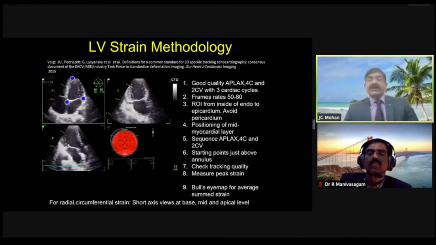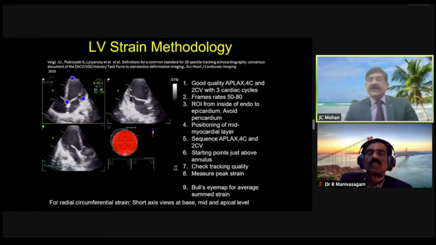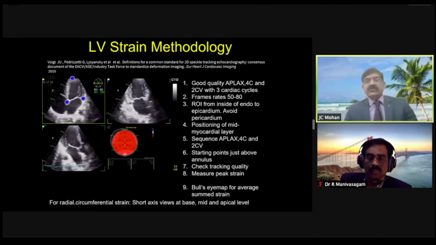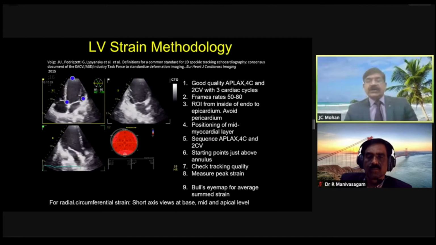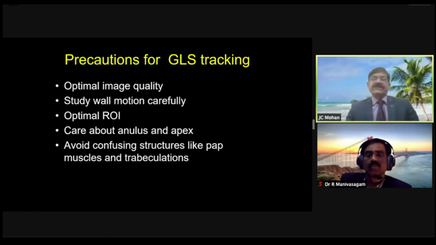Check tracking quality manually. Measure peak strain and not the end systolic strain. That is what the guidelines suggest. And as I said, bullseye map for average global strain. For radial and circumferential strain, those of you who are interested in understanding cardiac physiology more, you need short axis views at base, mid, and apical levels. And of course, the tracing is done in a similar fashion.